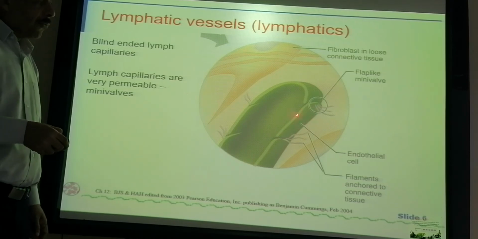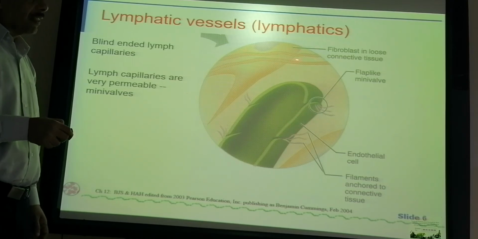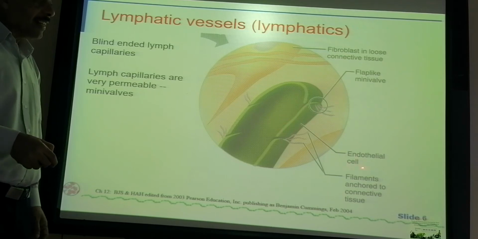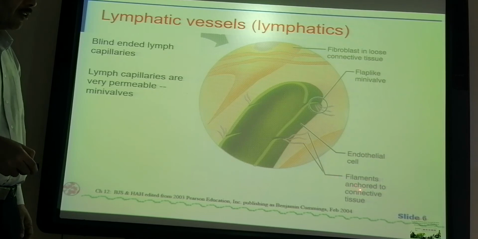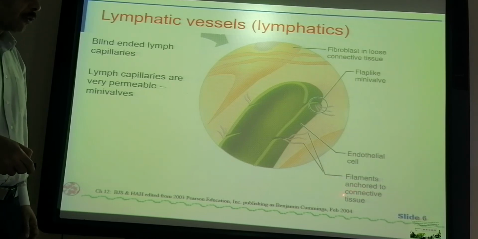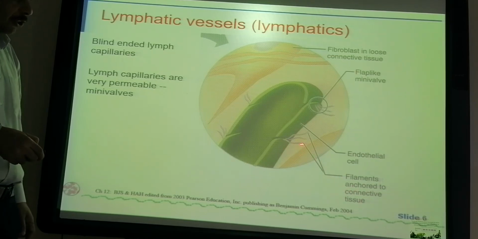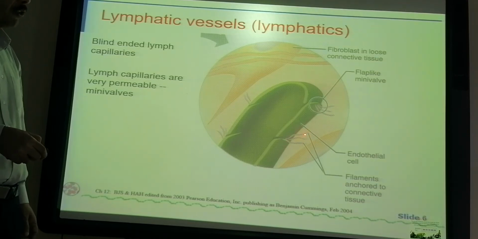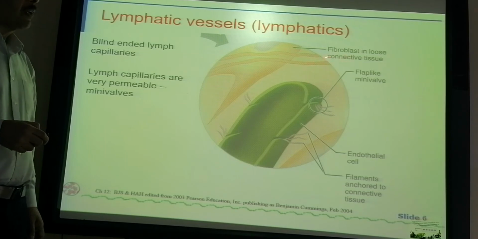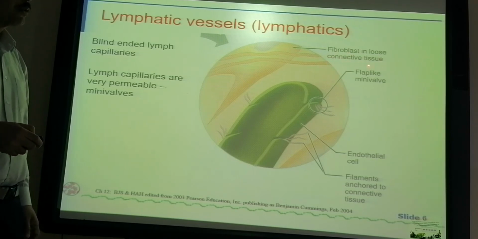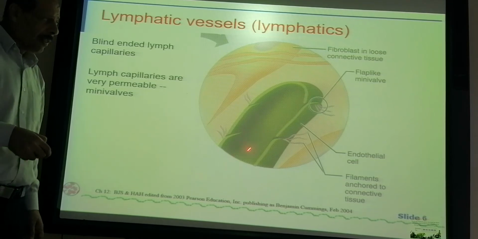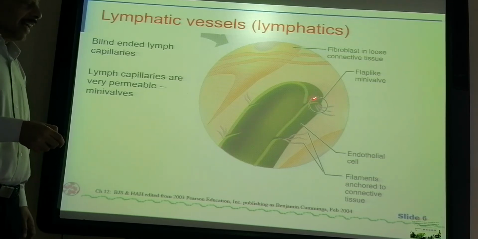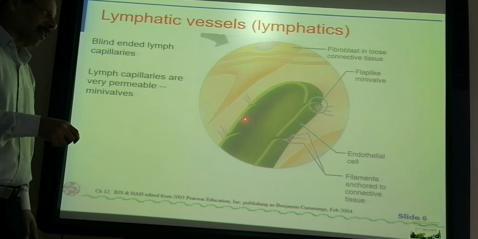The wall of the lymphatic vessels is formed from endothelial cells. There are filaments here which anchor it to the connective tissue, so it will be fixed with the connective tissue. And here the fibroblasts, which are the connective tissue coming around them. So this is the lymphatic vessel. This is the blind end of the lymphatic vessels.